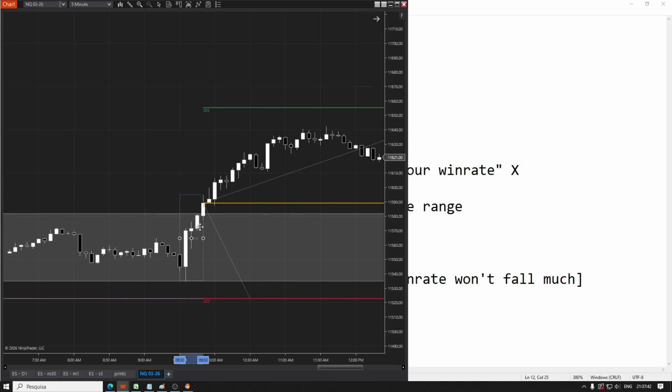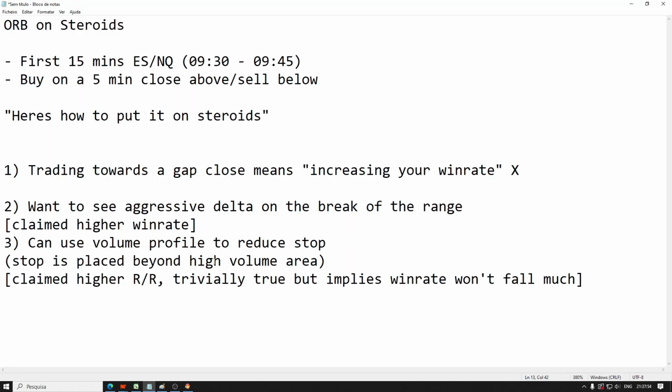You'd run a volume profile and, imagine that there was like a point of control here. You'd put your stop down here and you would see if that affected it. I'm not convinced that that would make a huge difference, but maybe it would.